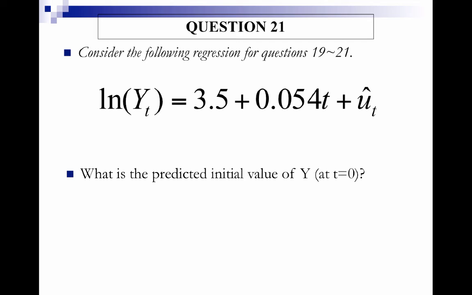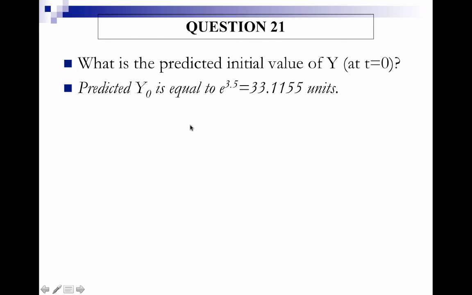You're next asked for the predicted initial value of y when time is equal to 0. So if we plug in 0 in the equation, this term falls out, and we're left with the natural log of y is equal to 3.5. And so the predicted initial value of y is simply equal to e to the 3.5, or 33.1155 units.